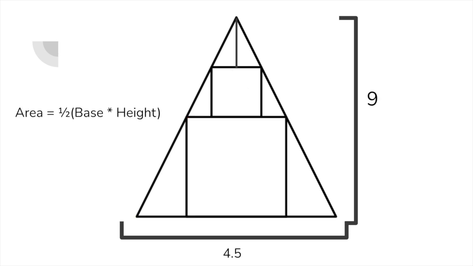We now have our base and our height. The area of a triangle is 1/2 times the base times the height, so we simply have to do 4.5 times 9 over 2, which is equal to 20.25, which in fraction form is 20 and 1/4, which is the answer choice of B.